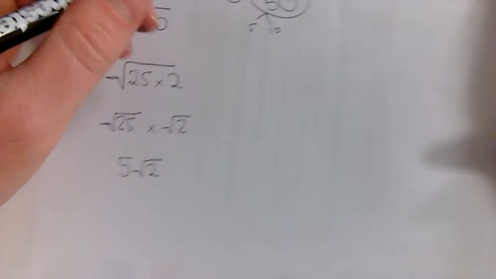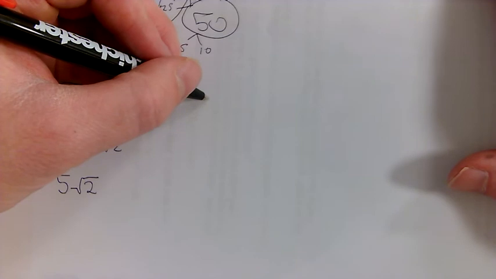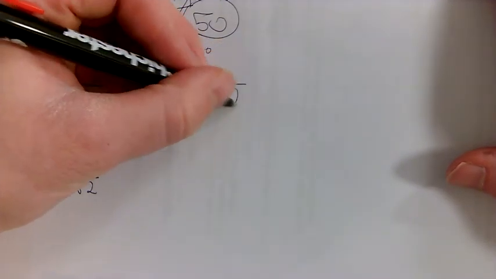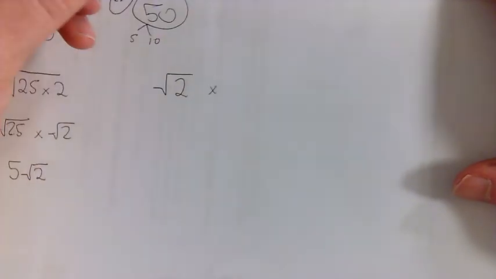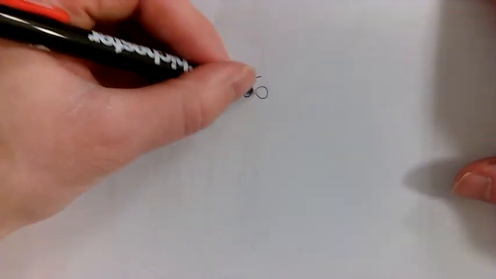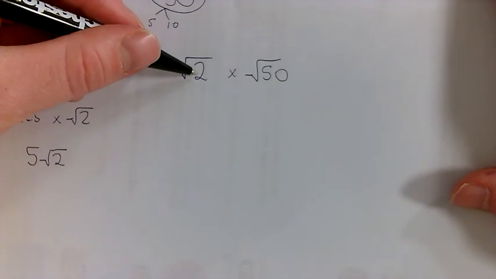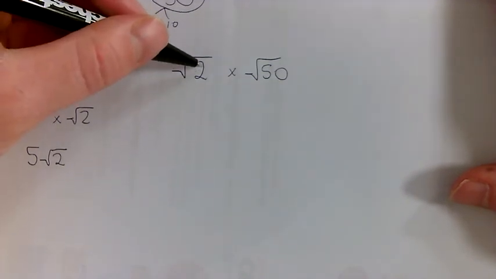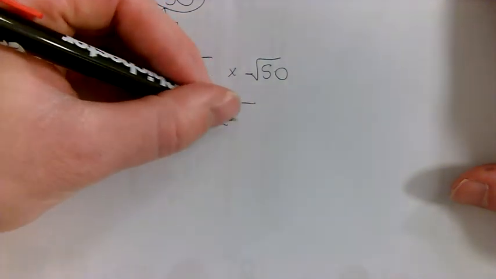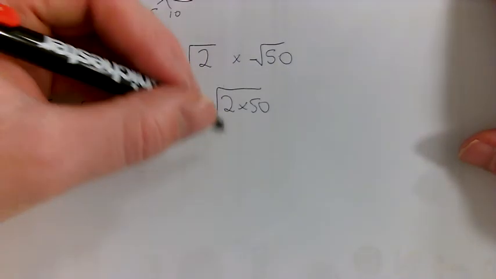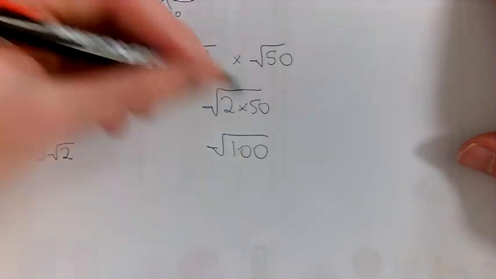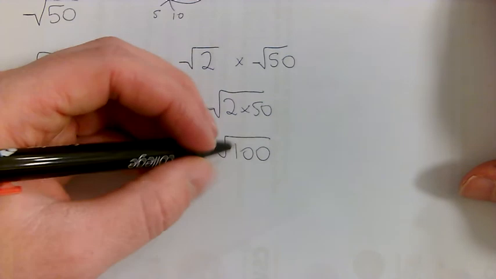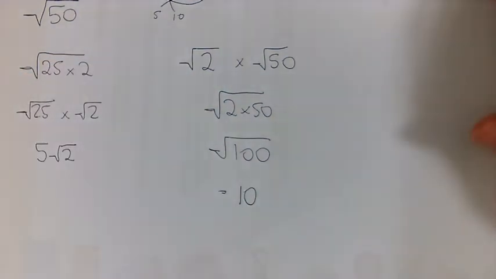The other thing which I've kind of alluded to now is we've got square root of 2 multiplied by square root of 50. So to solve this, a bit like with fractions, we don't really need to adjust anything. We just go ahead and multiply. So it is going to be root 2 multiplied by 50. 2 times 50 is 100, so you've got root 100. And we do know what root 100 is. It's the square root of 100, which is 10. And that's that one complete.